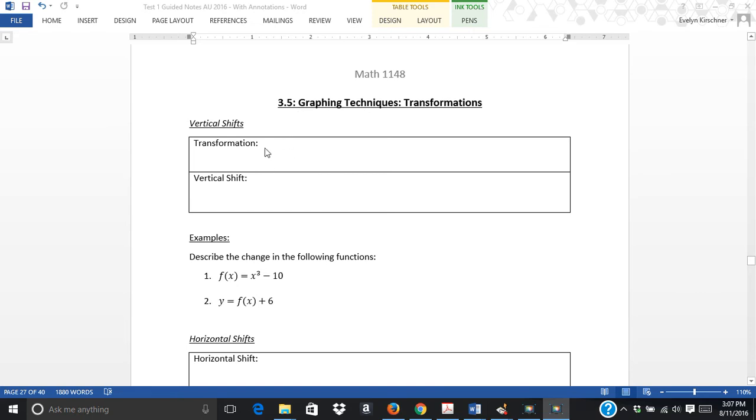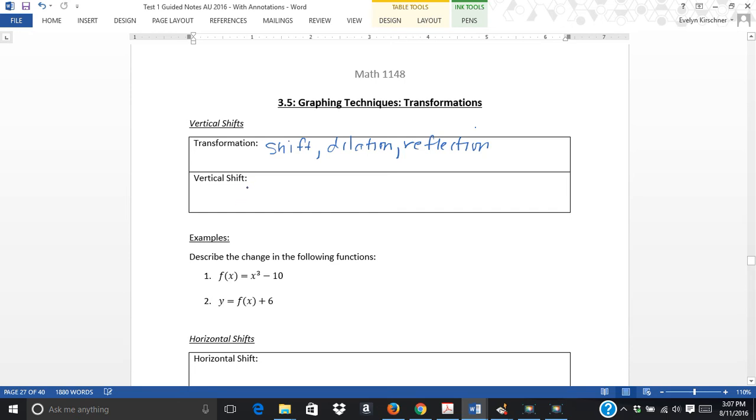A transformation is either a shift, some type of dilation, or a reflection. And it's how we move it around. I'm going to talk about all those different types of things. So the first thing we're going to talk about is a vertical shift.